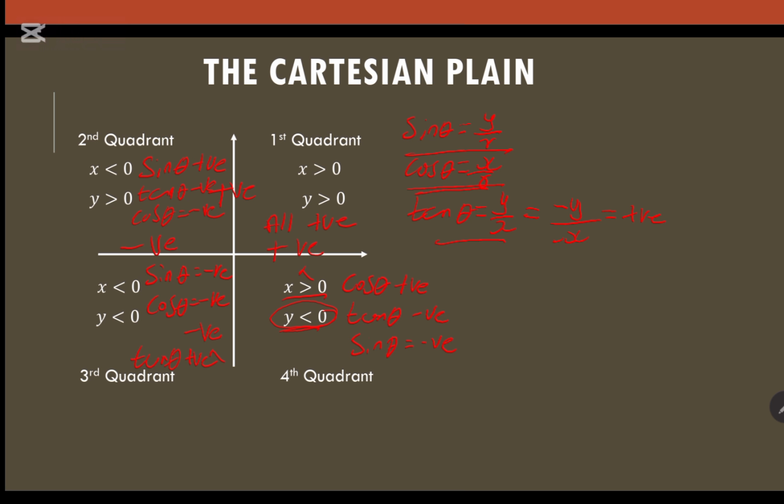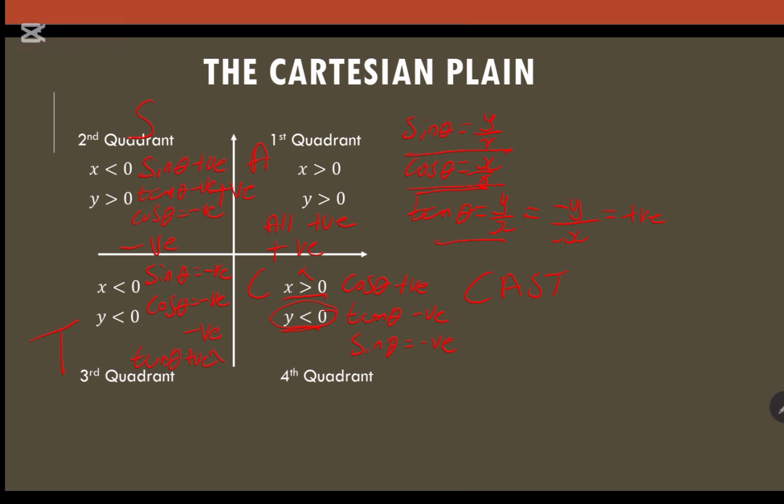So this is why you hear people talking about the CAST diagram. They are talking about this diagram of the quadrants. The CAST starts from C: cos is positive in the fourth quadrant. Then A stands for all positive in the first quadrant, S is for sine positive in the second quadrant, and T is for tangent positive in the third quadrant. That is where the concept of the CAST diagram comes from.